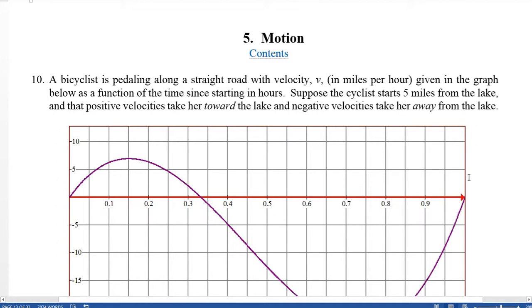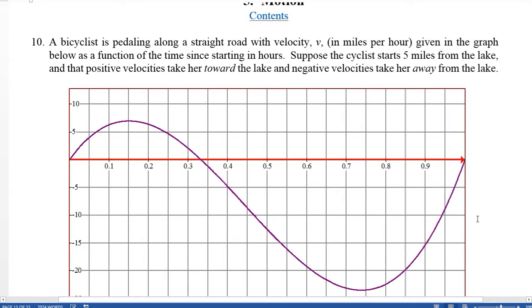We're going to continue our series of videos on applications of integration by looking at some motion problems in this particular video. So in this particular one, we have a graph here, and this graph is going to represent the velocity of a bicyclist. So the bicyclist is pedaling along a straight road with velocity v in miles per hour, given by this graph, where the graph is velocity as a function of time since starting her trip in hours.